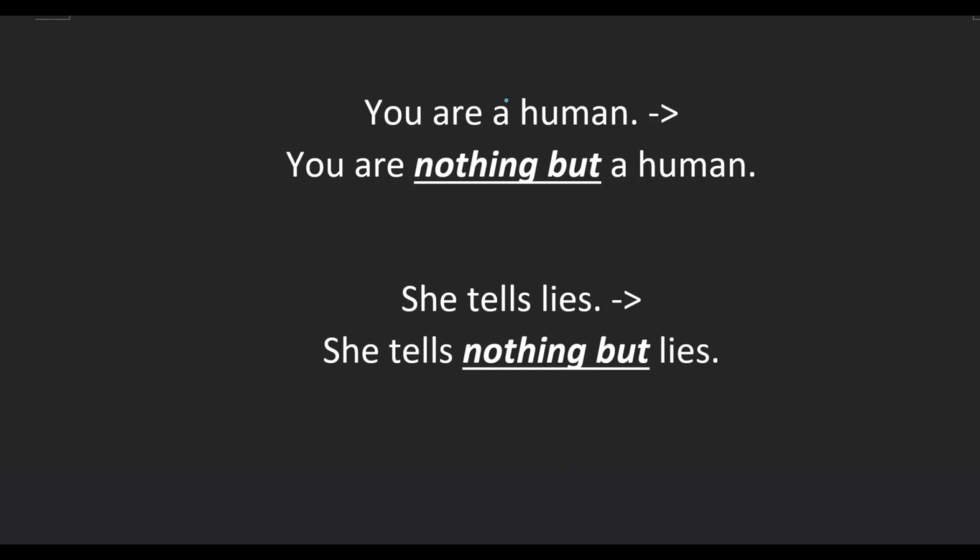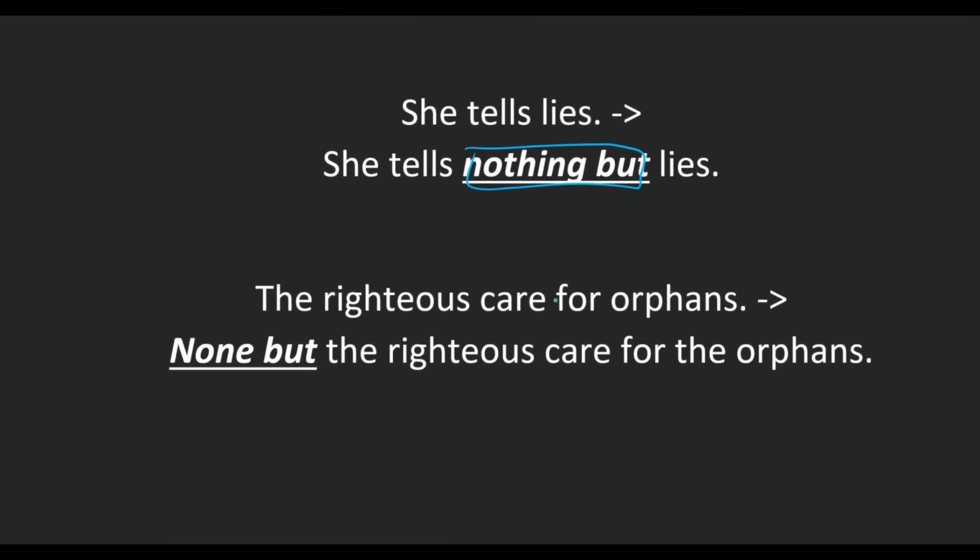Let's compare these two sentences. Here we have "you are a human," and here we have "you are nothing but a human." What's the one difference between these two? The "nothing but," right? And then again, "she tells lies," "she tells nothing but lies." The "nothing but" is the only difference. And then one more. "The righteous care for orphans," "none but the righteous care for orphans." The "none but," right?